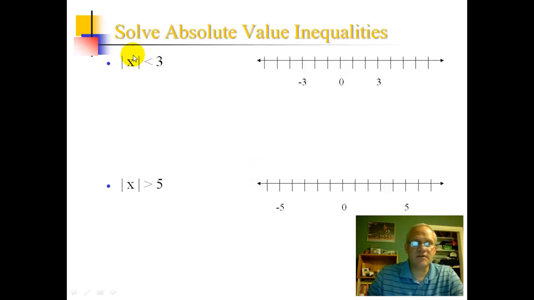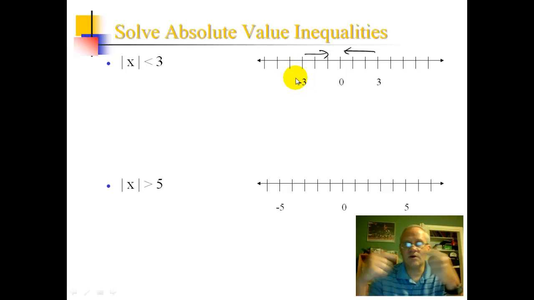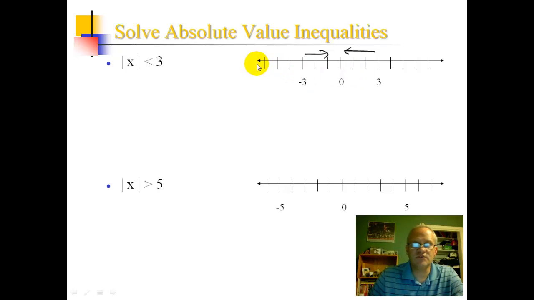But when we have something like absolute value of x is less than 3, that means the distance away from 0 has to be closer in to 0 than 3 units, either way. So it has to be closer in to 0 from 3 on this side, or on the negative side it has to be closer in, which means it has to be greater than -3. It has to be closer than 3 units both ways.